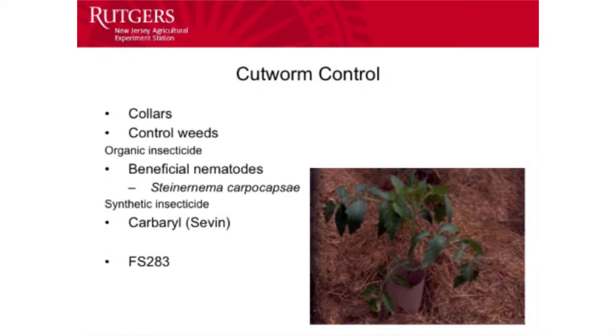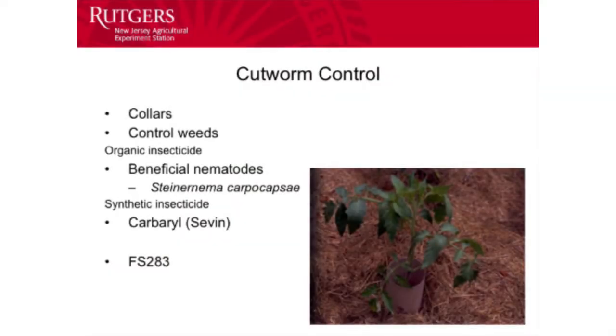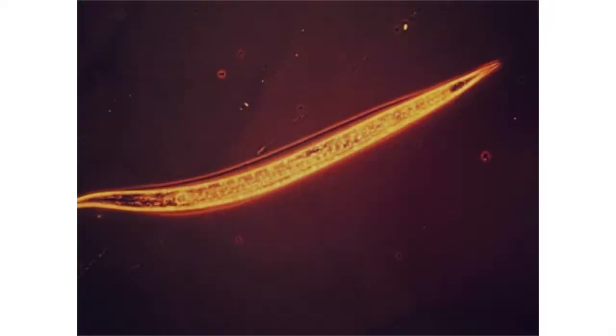They seem to be attracted to young succulent plants. When the plant gets bigger, they're not really chewing on them, but young seedlings, different vegetables like tomatoes, they'll go after. So that collar gives you a couple weeks for the plant to harden off and no longer be attractive to the cutworm. An interesting biological or organic means to control cutworms are beneficial nematodes.